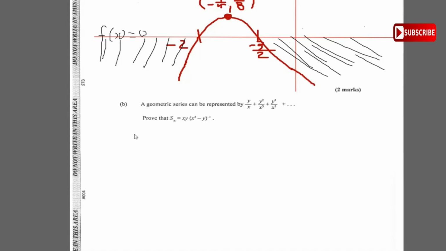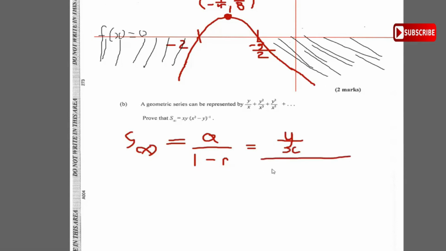So first and foremost, we need to find sum to infinity. Sum to infinity is equal to a over 1 minus r. Now, a is the first term of the series. The first term of the series, as you can see, is y over x. So sum to infinity is going to be y over x, and that is divided by 1 minus r.